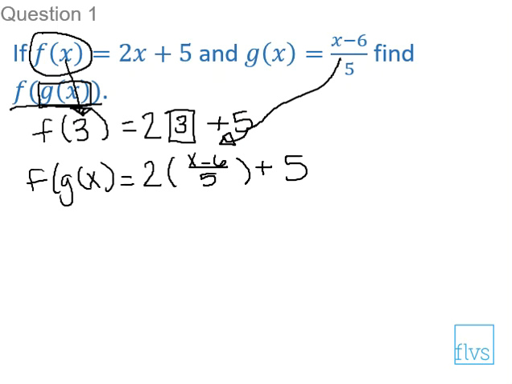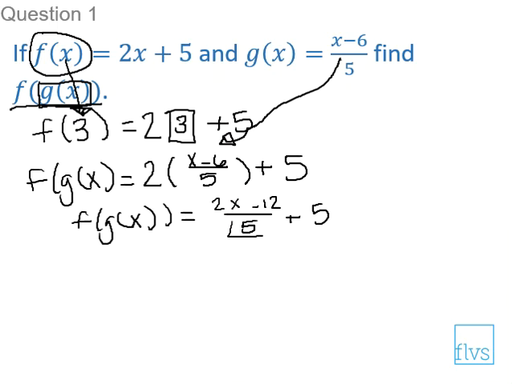Now, the next step is to simplify. So we would get 2x minus 12 over 5 plus 5, which doesn't look very nice. And so we need to have a common denominator. The common denominator in this case is 5. So I'm going to multiply my other fraction by 5 over 5.